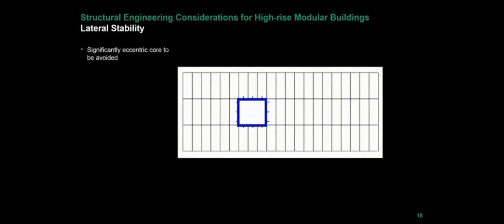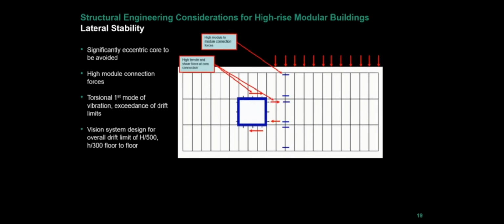So in an eccentric core, not ideal. If you go to the next slide, the reason is that unlike a traditional building where you've got a good solid slab, the modules have individual small connections, which would be obviously the philosophy in modular: you want to minimize the number of connections and the types. So if you have a long cantilever, you get fairly significant forces both in the modular to modular connections and into the core itself. And then we also get issues with vibration, getting torsional first modes of vibration and increased cracking, increased tensile forces in the cores.